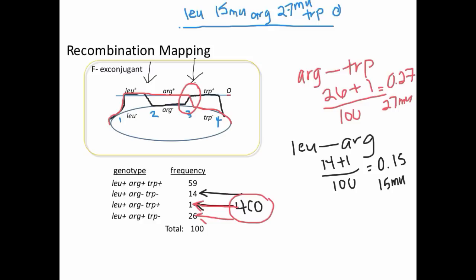So hopefully this gives you a further understanding of how we can take advantage of the process of conjugation to do interrupted mating and recombination experiments that allow us both to determine the order of genes on the bacterial chromosome as well as the map distances between those genes.